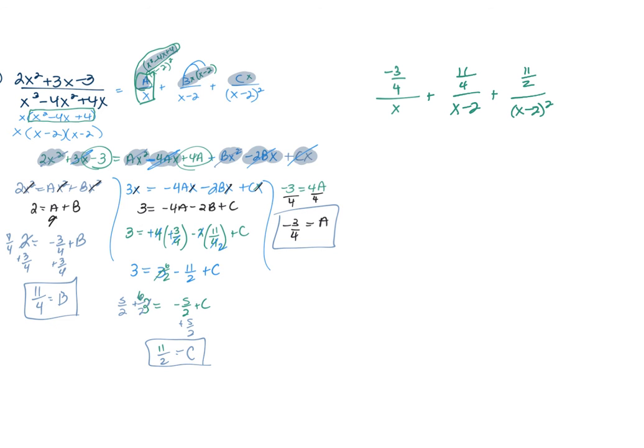Like I said, I made the repeated factors whole numbers, so at that point they should be whole numbers, but your regular partial fractions, you're probably going to get a fraction. You have to make sure you take the denominator and bring it down. And I get negative 3/4 over x plus 11/4 over x minus 2 plus 11/2 over x minus 2 squared.